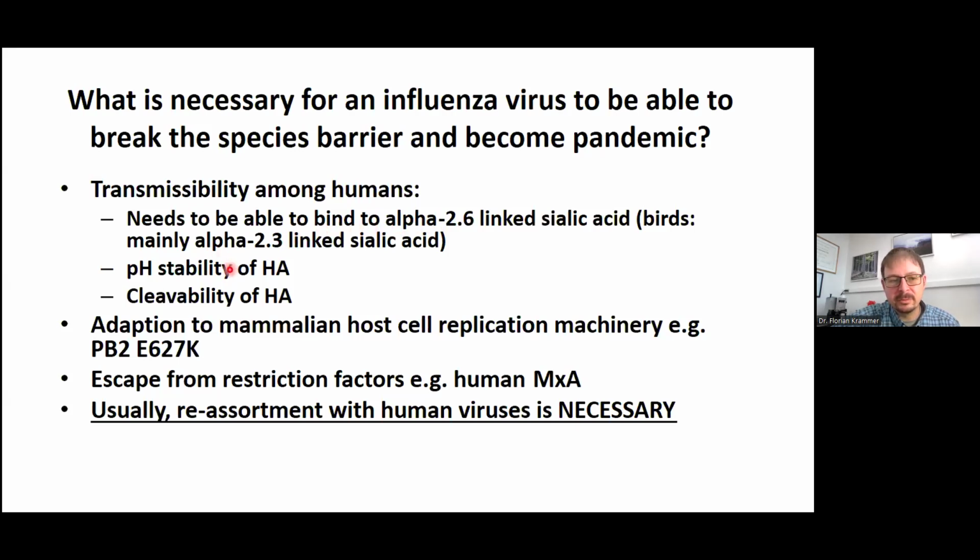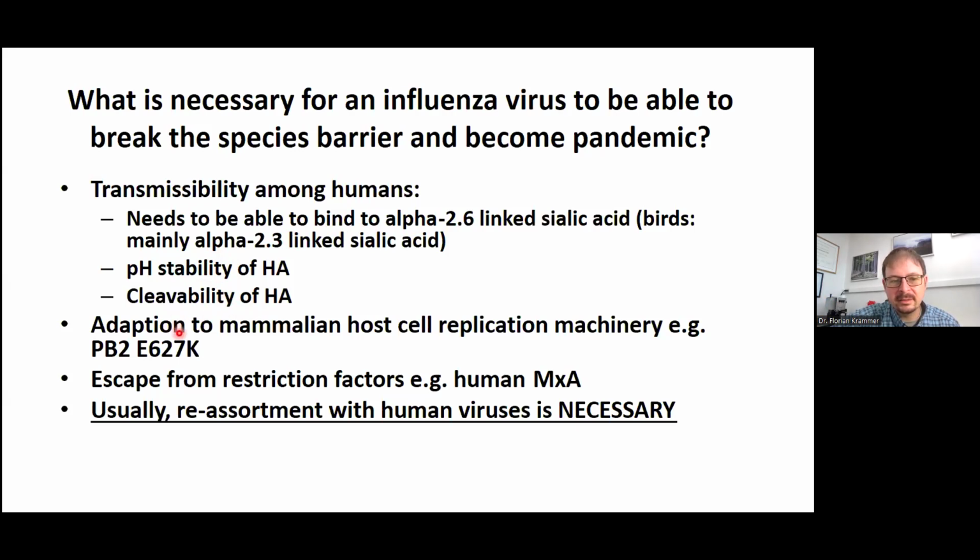There's also a question about pH stability that needs to be right for human-to-human transmission. And then the hemagglutinin protein needs to be activated by proteases. And so we have to have a sequence in the hemagglutinin that can be cleaved by human proteases in the airways. Otherwise, the virus cannot infect more cells.